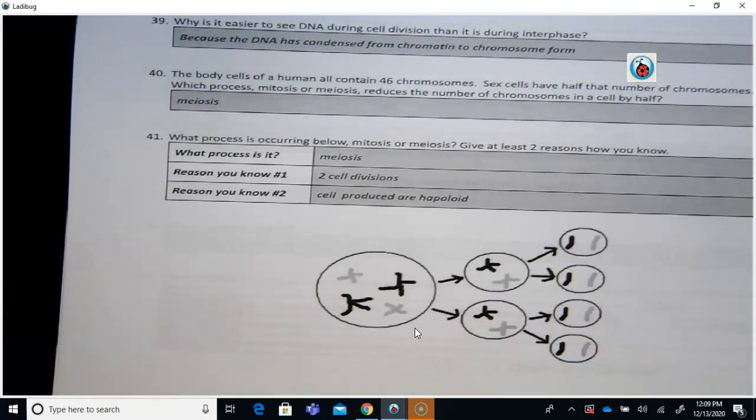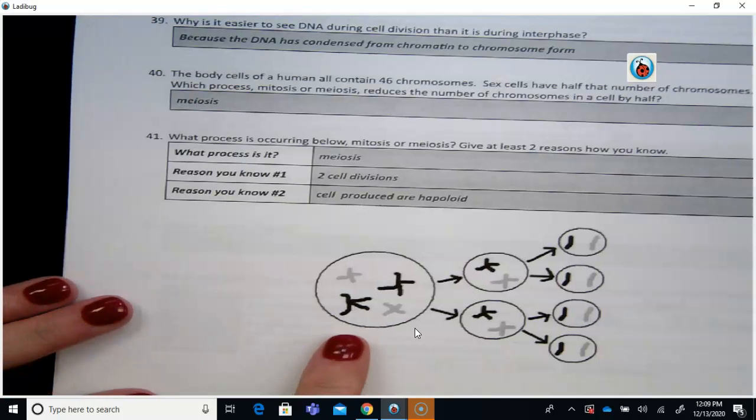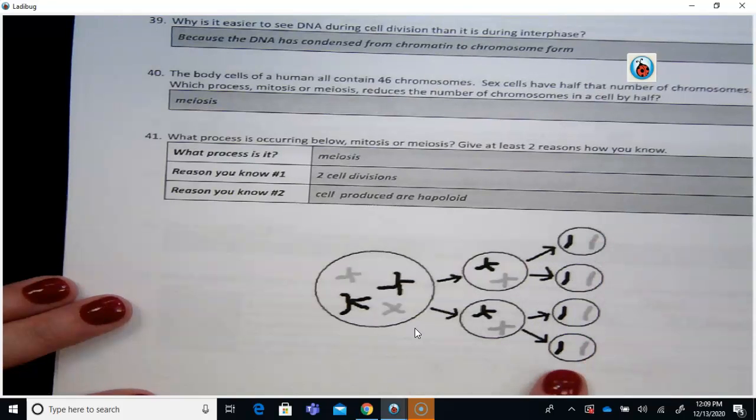What process is happening here? And give 2 reasons. The process is meiosis. I can tell because there's 2 divisions. Here's one division, and here's the second division. So this would be meiosis 1, meiosis 2. And that the daughter cells formed are haploid.